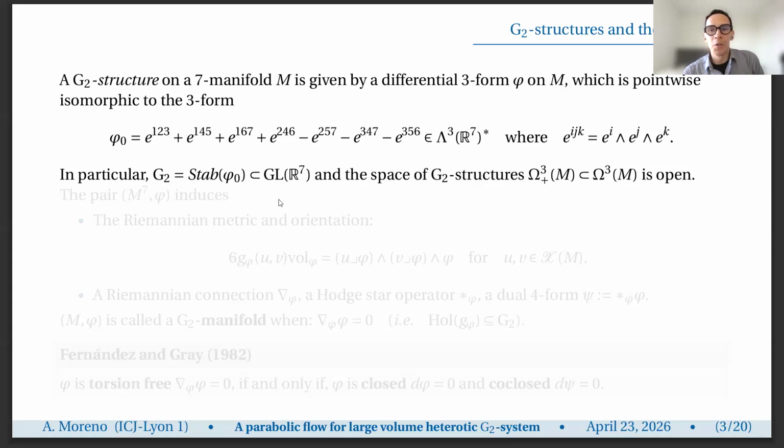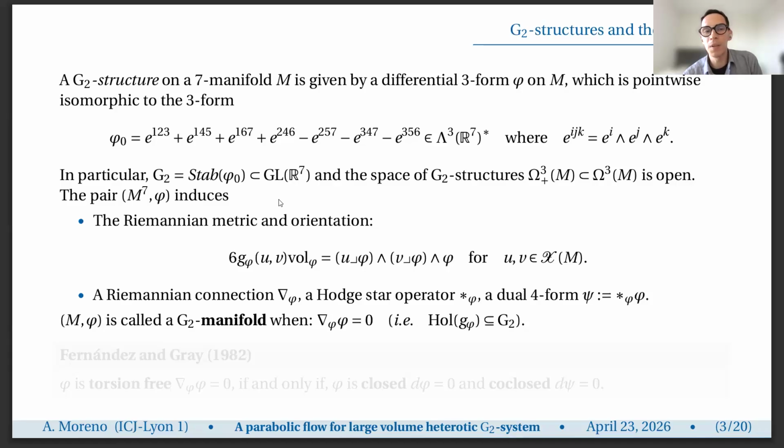You will define a G2 structure on your manifold, as I say, as a differential form which at each point, in a frame of your frame bundle, at least a local frame, can be identified with this standard 3-form. And because of dimension reasons, the bundle of G2 structures is an open bundle in the bundle of 3-forms.